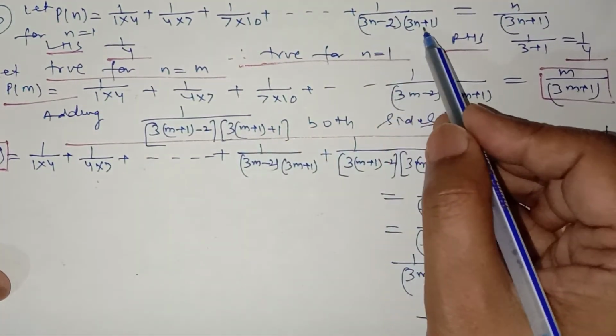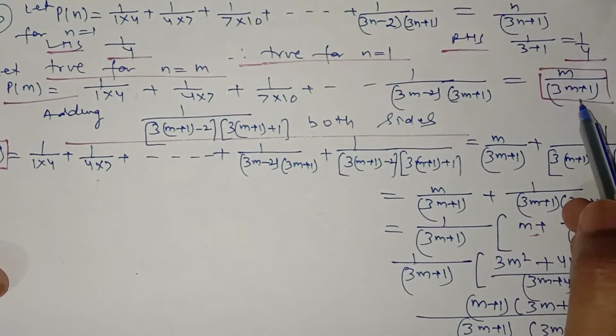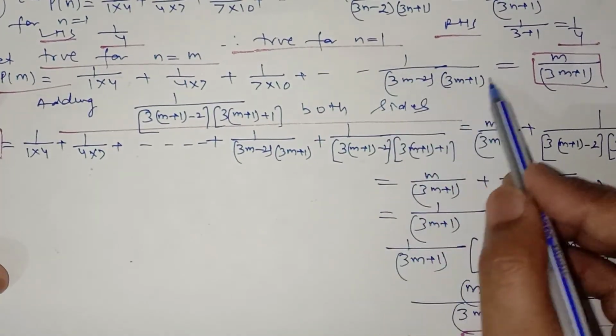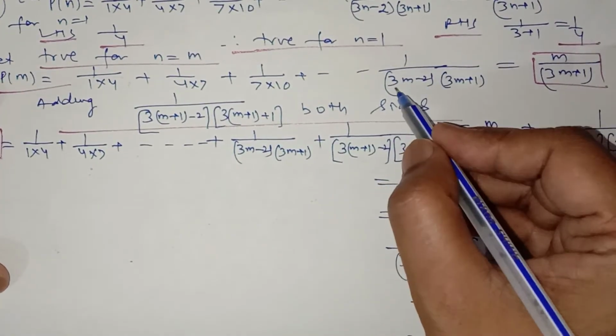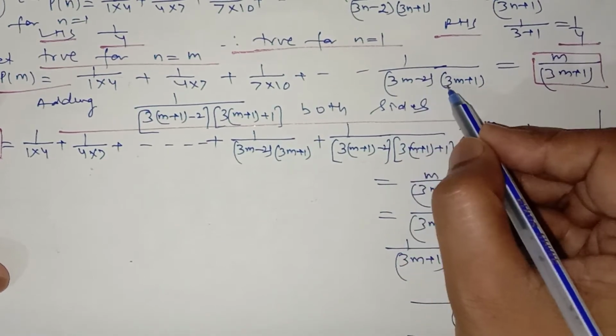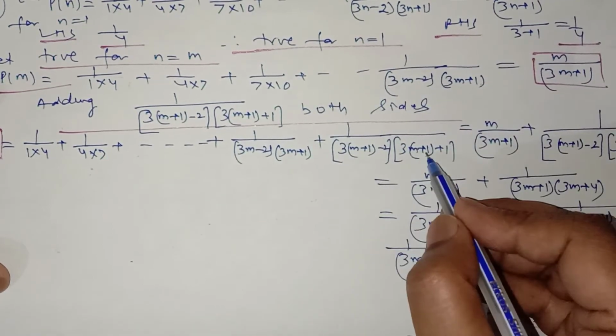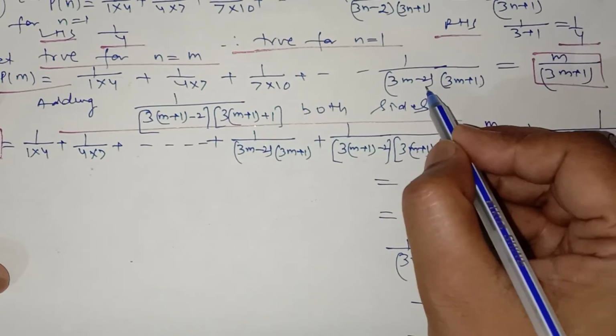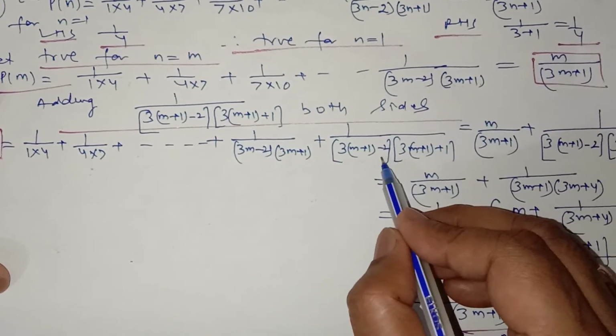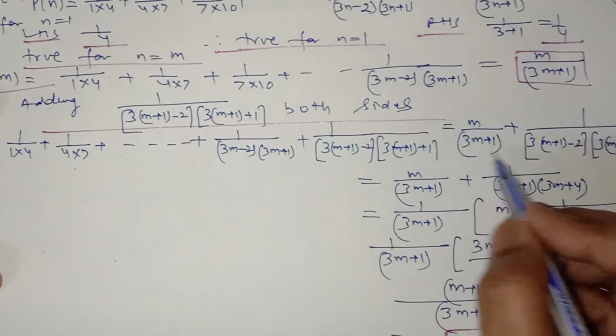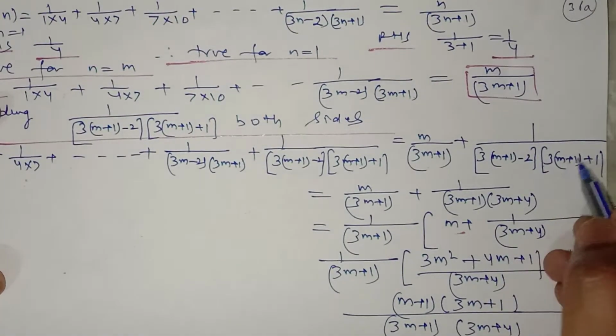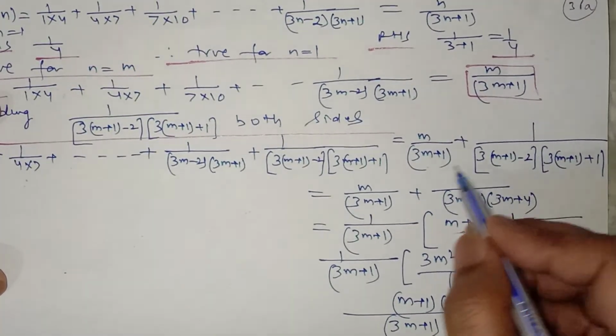Replace n by m in the left and right. Here, adding the next term of this, see it very carefully. What is the next term? It will be 3m plus 1 minus 2, 3m plus 1 plus 1. Adding this to the left as well as right. Here, open these brackets. Simplify this.